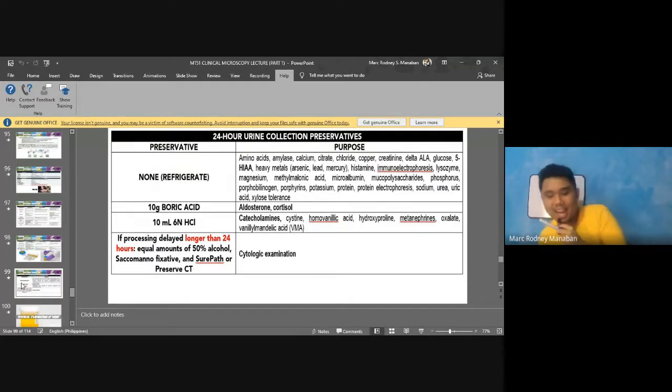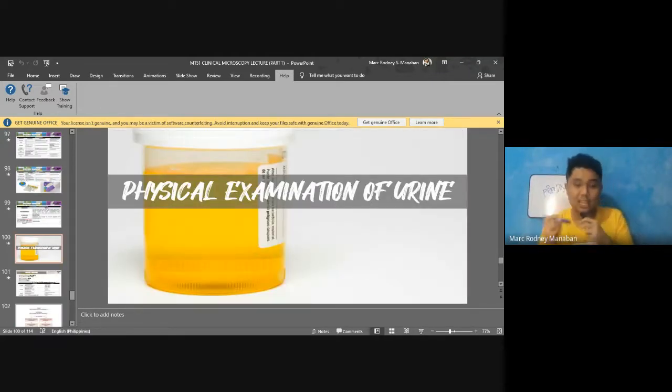Anyway, and for cytologic examination, the best fixative is Saccomanno fixative. Take note, I think you're familiar with Saccomanno fixative. I think that is histo. Saccomanno fixative is usually used for histological, no? For histo. So for cytology, you have Saccomanno fixative. Okay. All right. So before I proceed to the last topic for today, your physical exam, do you have any questions so far, dears?